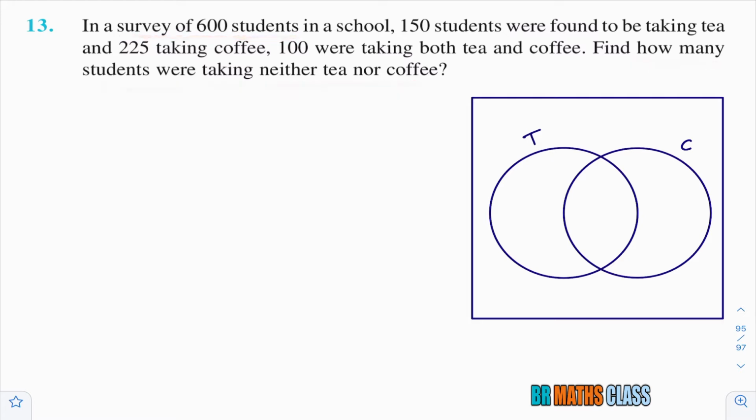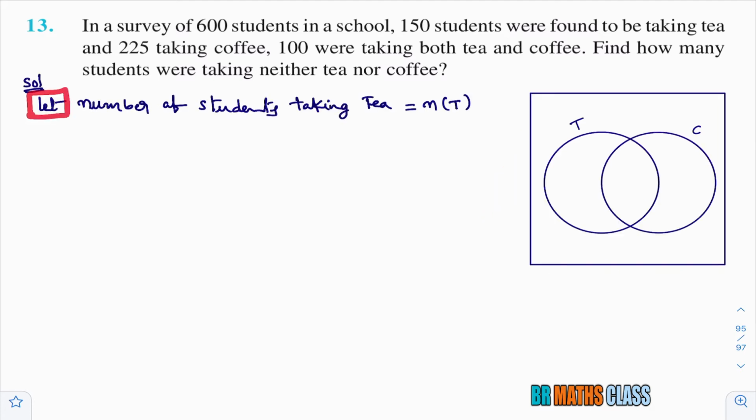Before that, let me write some given data. Later, I'll try to explain clearly. The students who are taking tea: I'll write the number of students taking tea as n(T). In the question they gave that 150 students were found to be taking tea, so n(T) is 150. That means in this part, a total of 150 members are there who are taking tea.